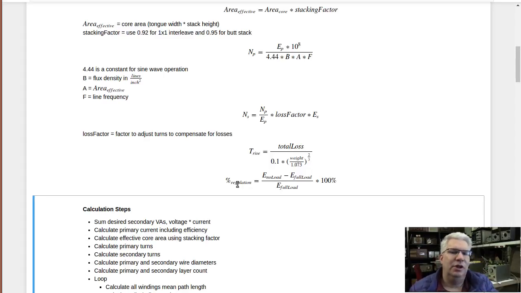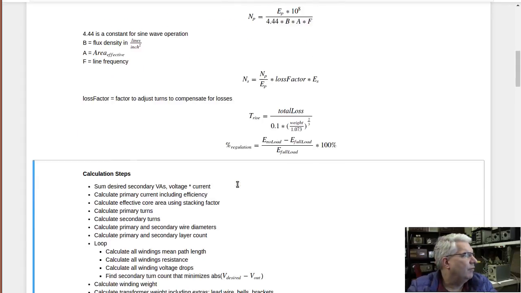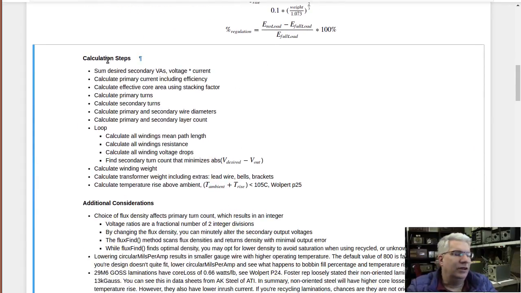But ultimately, when you're going to design your power transformer for your tube amplifier, you already know all the currents involved on the secondaries. And so you basically are going to load up your transformer really close to where it's full load, and so you can sit right on the right voltage and not have a voltage fluctuation. So it goes in and it talks a little bit about the calculation steps that take place in the code itself.